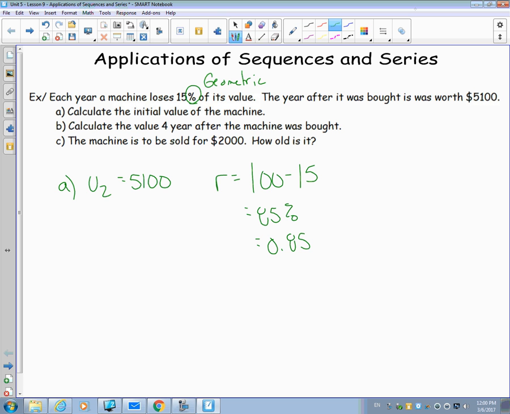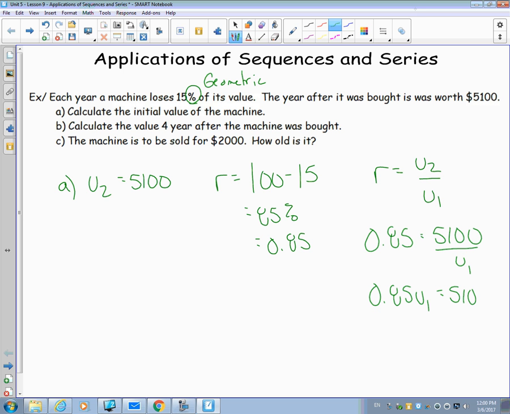So if I want to find U1, I can definitely do that by using this nice simple equation here, R equals U2 over U1. R is 0.85, U2 is 5,100, U1 I don't know, but I can cross multiply and then solve, and U1 should be $6,000.